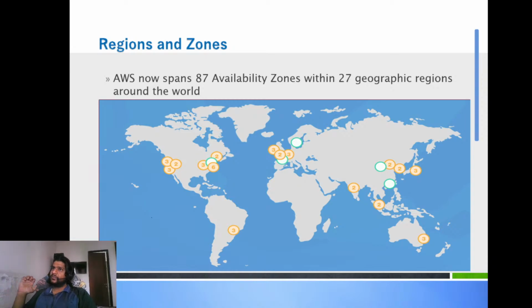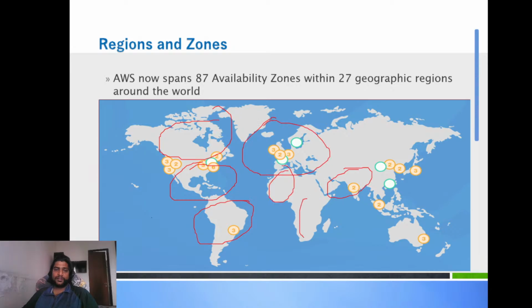Agree? Similarly, Amazon has divided the whole earth into different regions. Let's say this is one region, this is another region, the UK is one region, India is one region, and so on. They have divided our earth's geographical area into small regions. Inside a region we have availability zones.